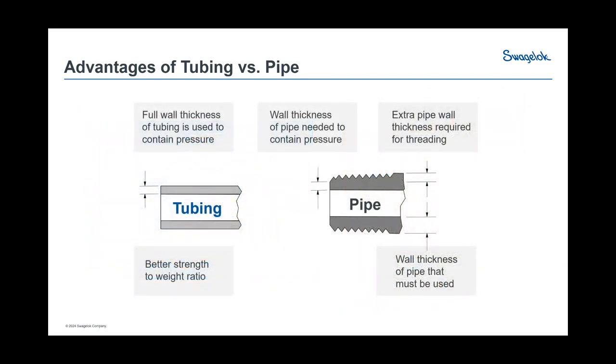Another thing is the difference between tubing and pipe. Tubing is going to have a full wall thickness all the way that's used to contain pressure. It's a better strength to weight ratio. On pipe, we typically thread the ends of pipes. You do that in the field. It is far from clean to be able to do that, but the pipe has to be thicker in order to put this tapered end on it. So the pipes are usually bigger, they're thicker, they're more difficult to work with.